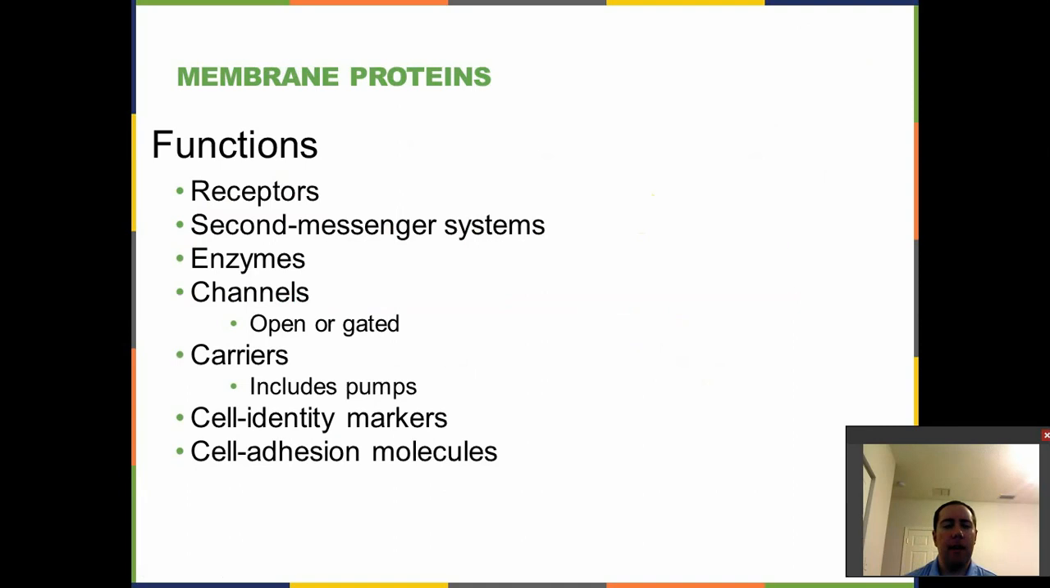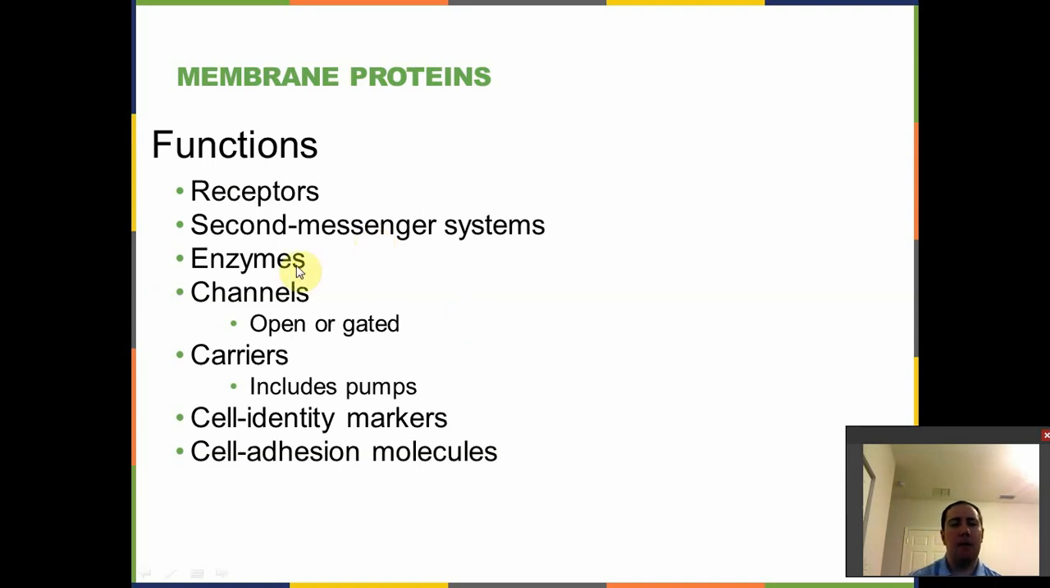Carriers are very, very similar to channels, except they usually are going to be more specific. They're going to only allow one particular thing through, and sometimes they are pumps. Rather than just allowing things to float through, they are actually going to act as pumps and use energy along the way, and we'll talk more about pumps later on.